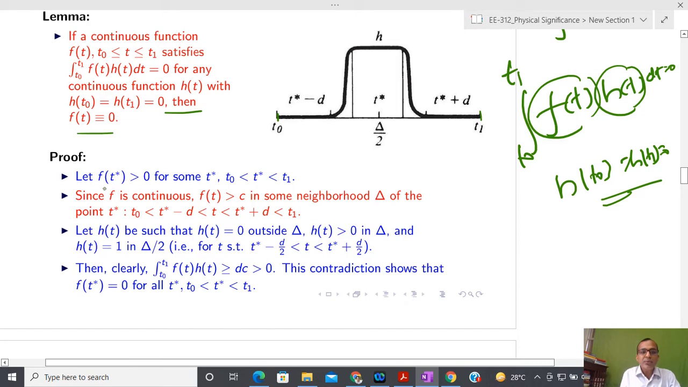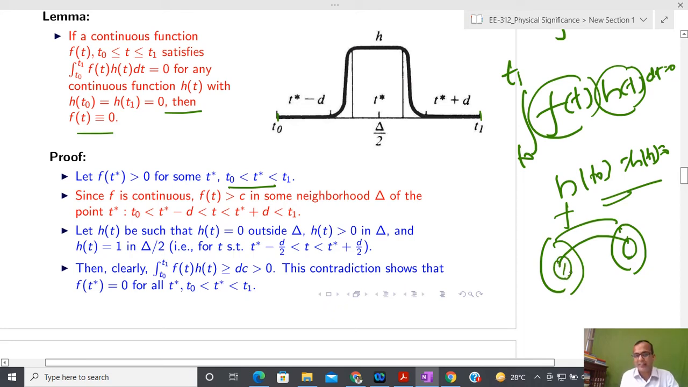Due to that, I am assuming that f(t*) is greater than 0 for some t*. And f(t) is continuous. From the definition of continuity, as I told you in the previous class, you form a ball in the image space, and corresponding to that there exists some neighborhood here such that if points lie in this neighborhood, their mapping is guaranteed to lie in this ball. Due to that reason I have considered this neighborhood.